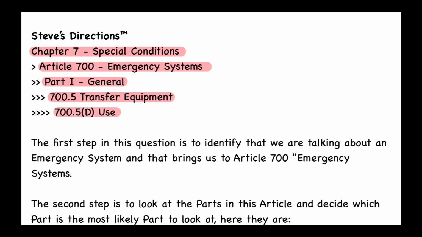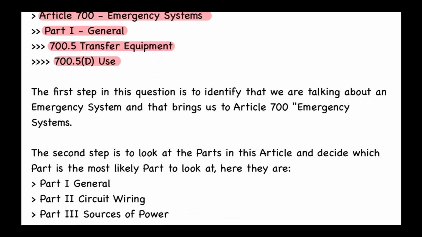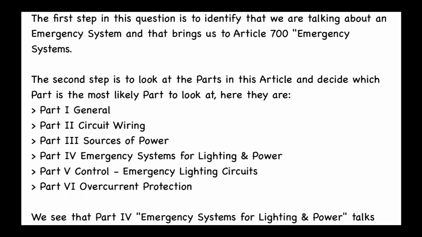The first step in this question is to identify that we are talking about an emergency system, and that brings us to Article 700, Emergency Systems. The second step is to look at the parts in this article and decide which part is the most likely part to look at. Here they are: Part 1, General. Part 2, Circuit Wiring. Part 3, Sources of Power. Part 4, Emergency Systems for Lighting and Power. Part 5, Control, Emergency Lighting Circuits. And Part 6, Overcurrent Protection.